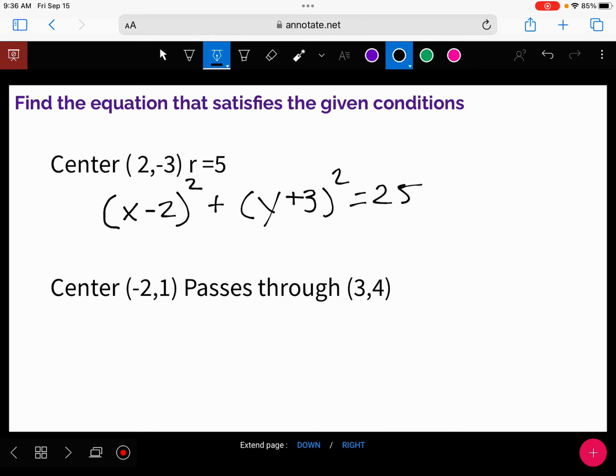Because now they're not telling us our radius, but they're giving us a point on the outside of the circle. How could we find out how far away that is? How far is it from the center to that point? The distance formula. So we're going to use that distance formula. Square root of 3 minus negative 2 squared plus 4 minus 1 squared.